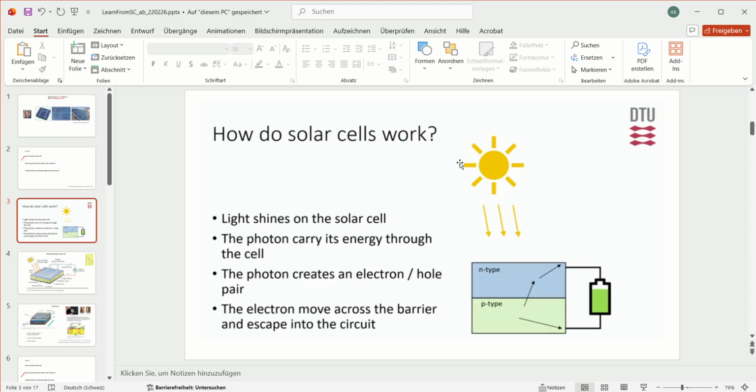How do solar cells work? The sun is shining on a semiconductor, and the semiconductor has two halves, but they're connected actually, an N-type and a P-type. N here stands for negative and P stands for positive. So the solar cell is more or less a battery. It just works when the sun is shining. Otherwise, it's just a piece of semiconductor.